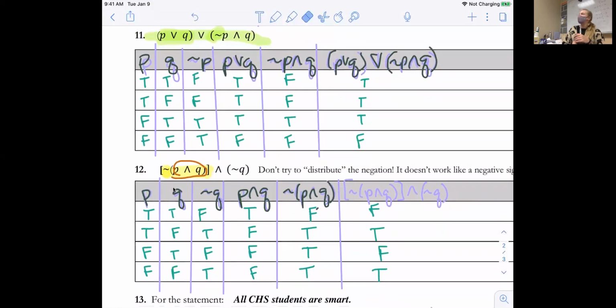The only thing about 12 is don't try to distribute the negation. Take it one piece at a time. So like here I had P and Q and not Q. Then I did P and Q. And then the next step I did the negation of P and Q. And then finally I did the whole thing all together. The brackets may look confusing, but I didn't want to put double parentheses, so I used a different form, which is what the brackets are for. They're just like another set of parentheses. So you kept everything straight. Any other questions or thoughts on the truth tables?